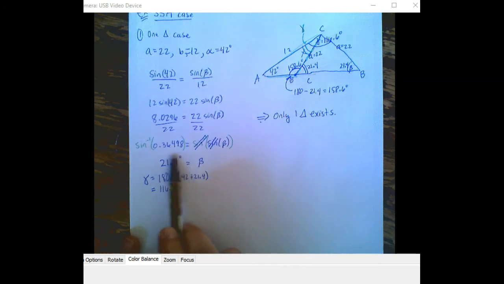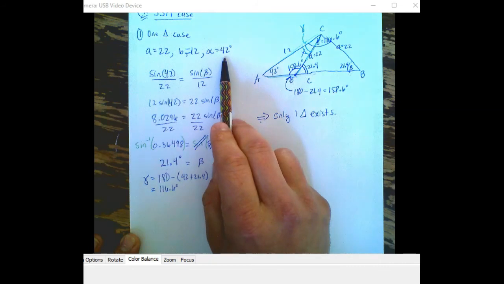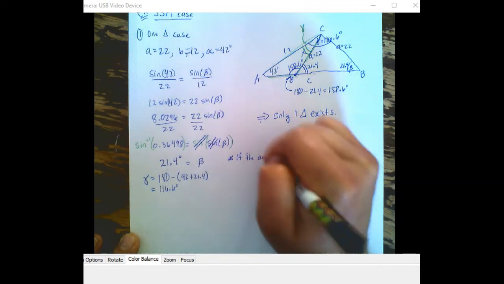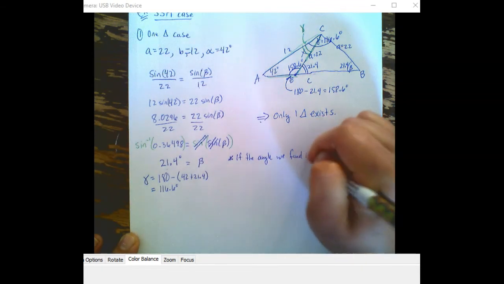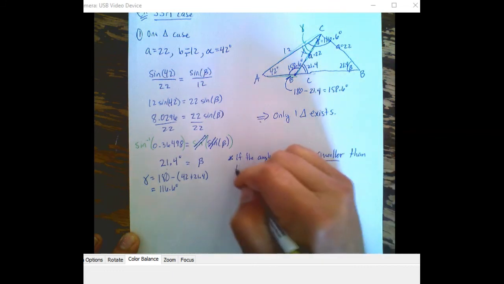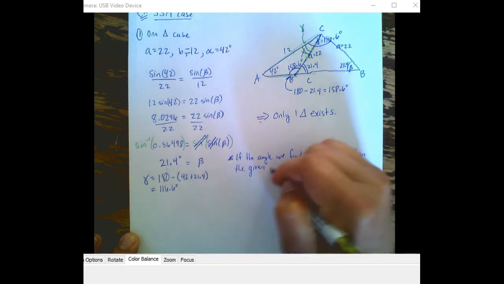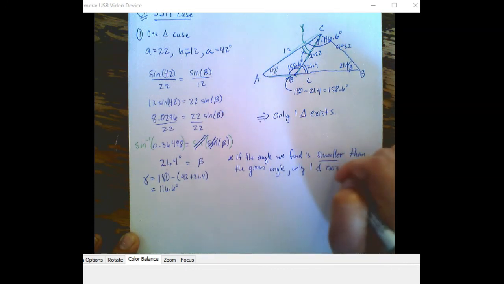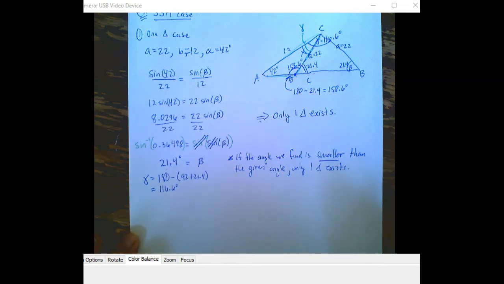In fact, if the first angle you find is smaller than the given angle from the problem, so let's make a note: if the angle we find is smaller than the given angle, only one triangle exists. Okay? If it's larger, we'll see that two triangles can exist. We'll get to that in a minute.